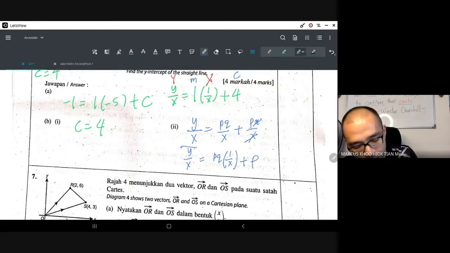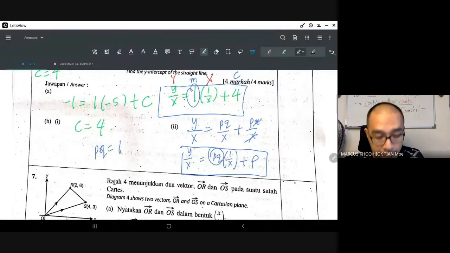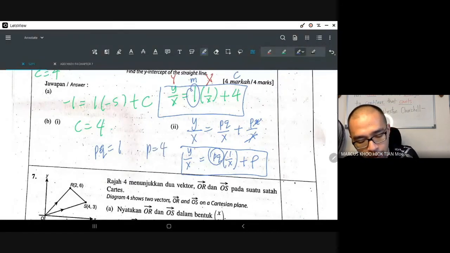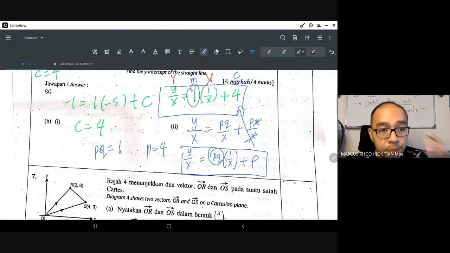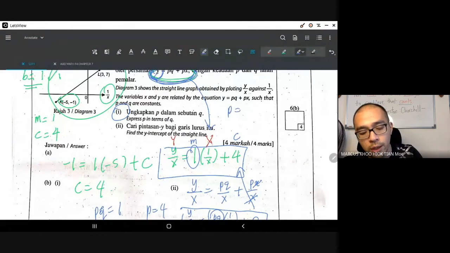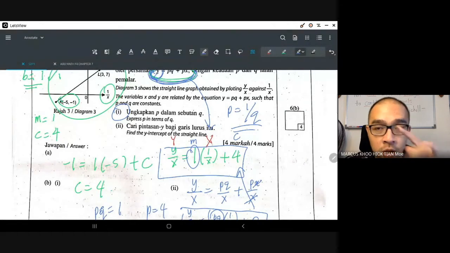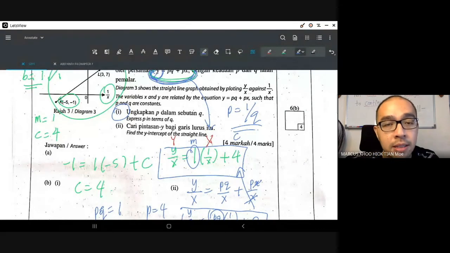And we compare this and compare this. What can you see? PQ equals to 1, and P equals to 4. Okay, that is not needed. PQ equals to 1, you will answer this one already. Express P in terms of Q. P equals to 1 over Q, from here. Okay, I think Yong, you had a slightly different approach, but Ken, it is the same thing.